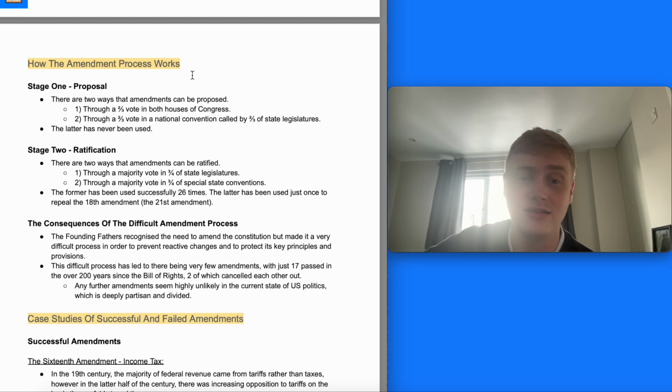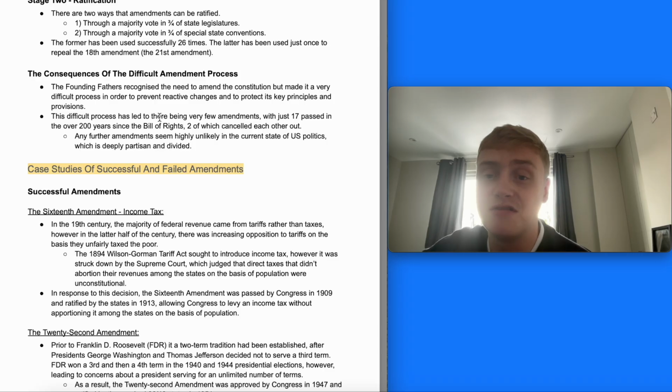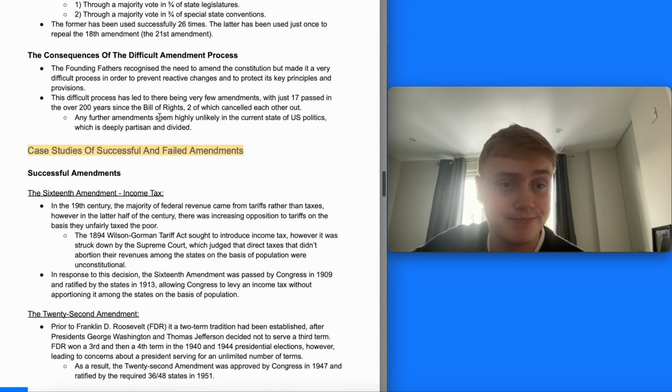And as I said, this has led to there being very few amendments. There hasn't been an amendment since 1992, and it doesn't look like there's going to be any agreement on one anytime soon, due to the deeply partisan and divided nature of the US political system at the moment.